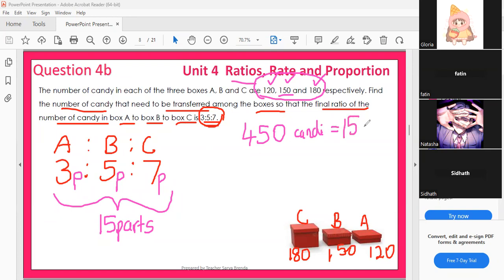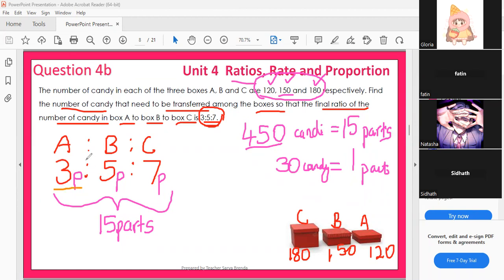450 candies is equivalent to 15 parts. So tell me, use your calculator. One part must be how much? If 450 candies is 15 parts, one part must be how much? Very good. 30 candies. Okay? Got your 30 candies, right? For one part. So now let's look back at the question.